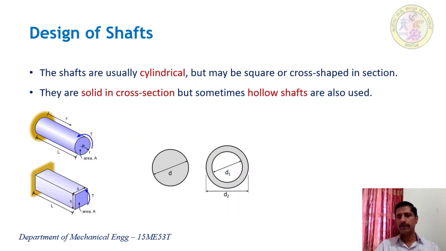Here the shafts may be cylindrical in shape, or sometimes square in shape, or in the case of a crankshaft you may have cross-shaped sections also. Likewise, we may have solid shafts as well as hollow shafts. If it is a hollow shaft, we will have two diameters, the inside diameter and the outside diameter. Usually we find the outside diameter of a shaft, and the inside diameter we find by using the equation K equals di by d naught, and the K value we usually assume.